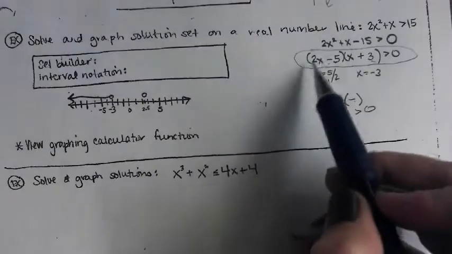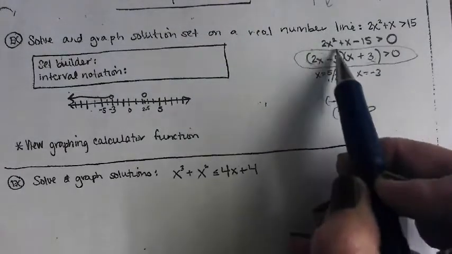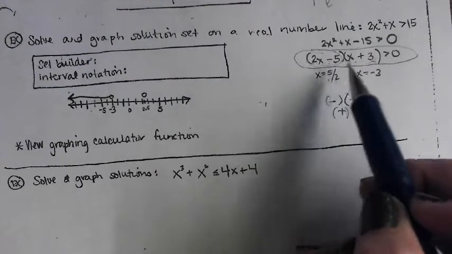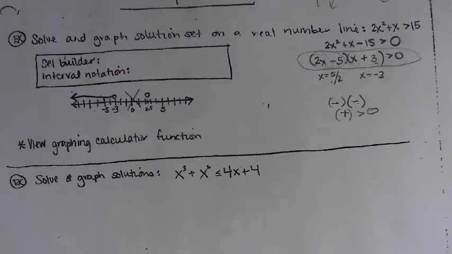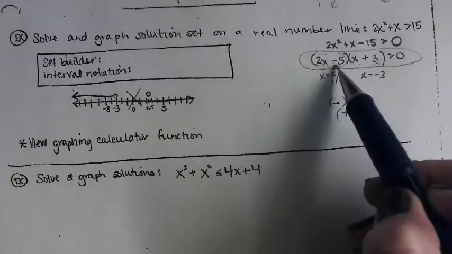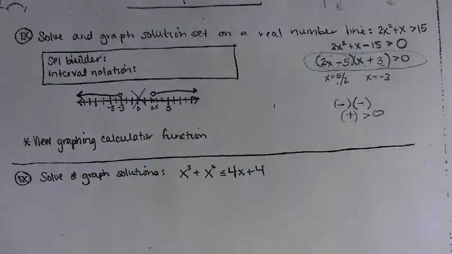If I plug in 0, I'm going to get a negative times a positive. Negative on the first factor, positive on the second. A negative times a positive is a negative. Is a negative greater than 0? No. So that section does not work. So I put an X through it. And then something greater than 2.5, let's say 3. If I plug in 3, I'm going to get a positive times a positive, which is a positive. Positives, yes, are greater than 0. So that works. So that number line test is one method.